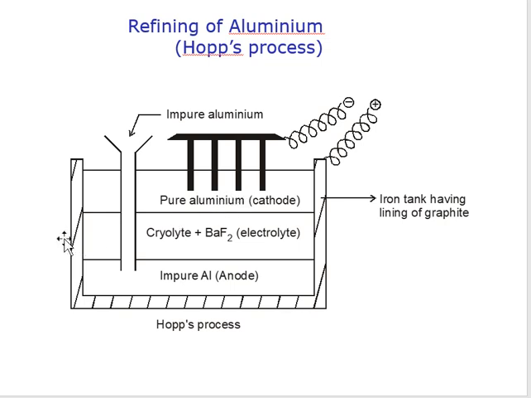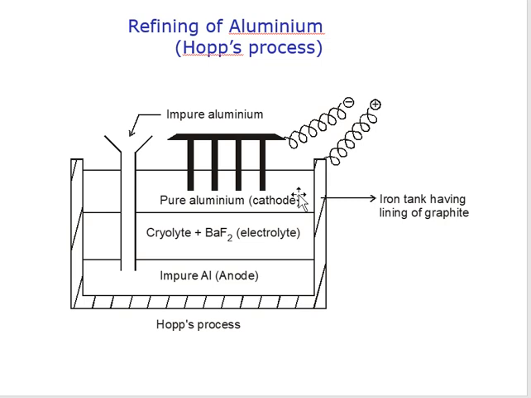And crude aluminum is added from time to time, and the pure aluminum is separated out from the top. So this is the refining of aluminum, and that is also called the Hoope process. So by this Hoope process, aluminum can be purified.